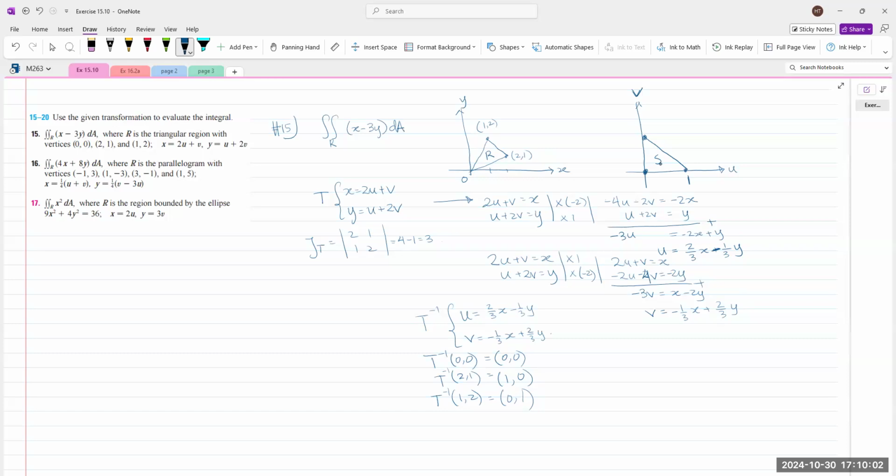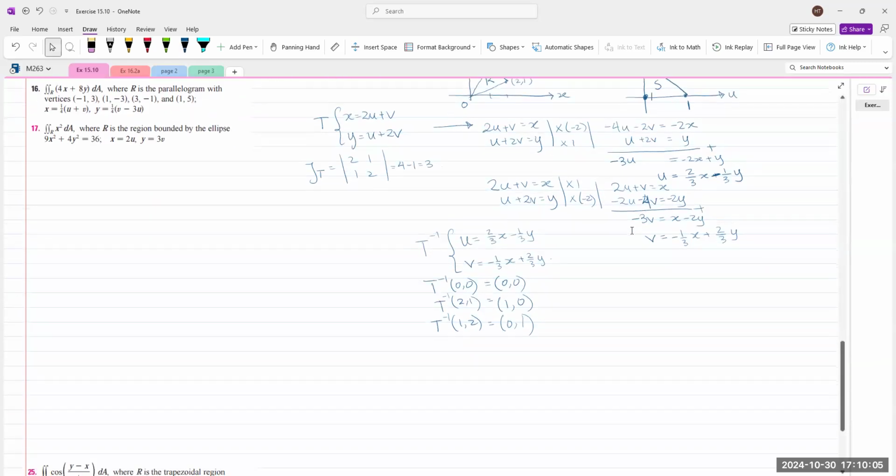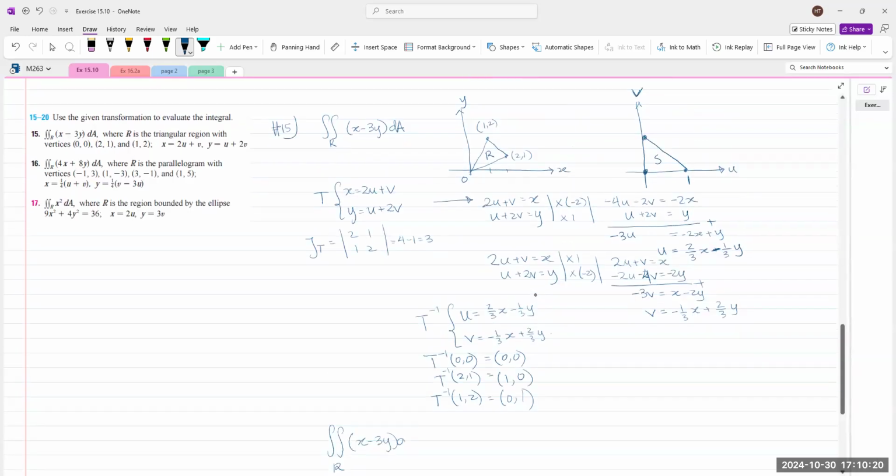Okay, what happened to the integral then? Let me continue below this. So we have double integral over region R of x minus 3y dA. Let's see first. What is x minus 3y? x minus 3y becomes 2u plus v minus 3 times u plus 2v. That will be negative u minus 5v. Is it right?